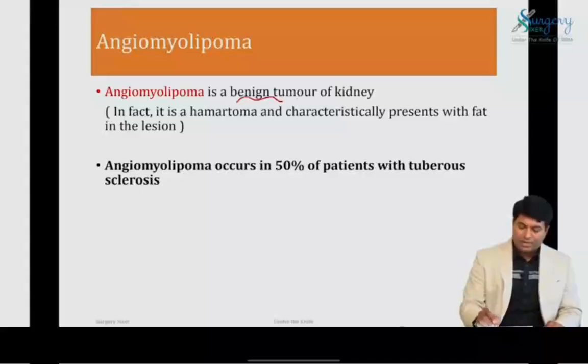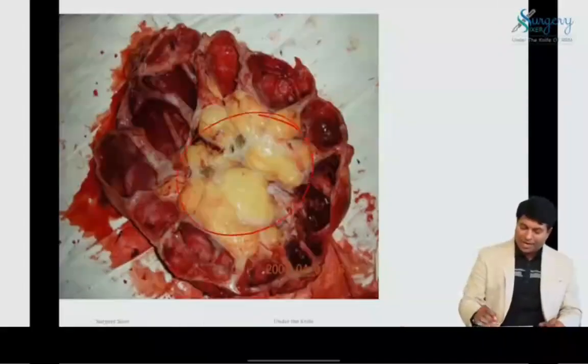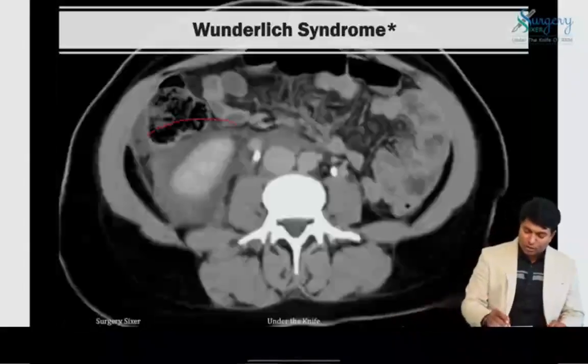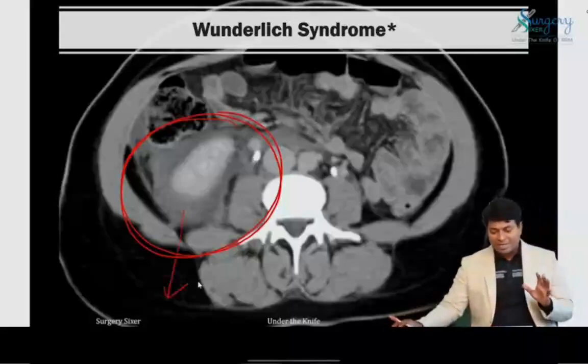Angiomyolipoma is a benign tumor which is actually a hamartoma. And this is angiomyolipoma. You can see the fat component inside the center, and CT scan is the investigation of choice. You can see a spontaneous retroperitoneal hemorrhage. It is self-limiting, no need to worry.